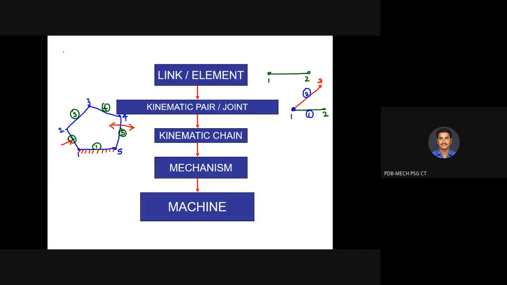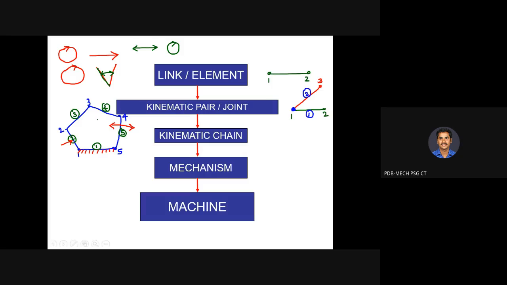Sometimes the input may be a continuous rotation and the output may be linear, that is, sliding motion. Sometimes the input may be continuous rotation and the output may be some rocking action. Suppose this is your link, it may rock, oscillating like this. Sometimes the input may be linear to-and-fro motion and the output may be a continuous rotation. Depending upon the requirements and applications, we need to choose our motion requirement.